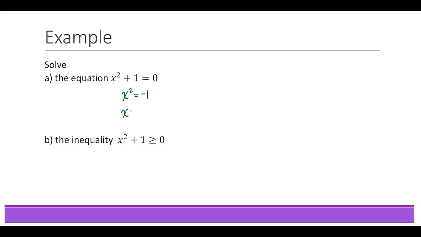And when I take the square root of both sides, I'll get plus or minus the square root of negative 1, which should give us some sort of red flags because a negative underneath the square root is an imaginary number. So what we have is plus or minus i. The imaginary number i is the square root of negative 1. So this does have solutions. This has the two solutions, negative i and positive i.